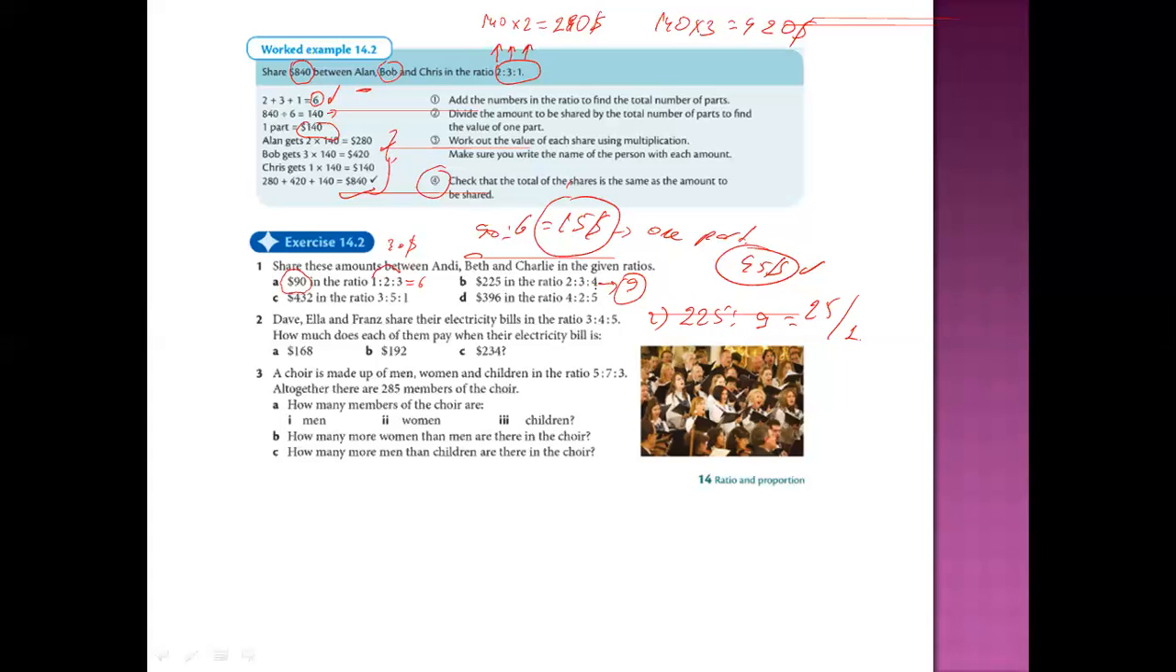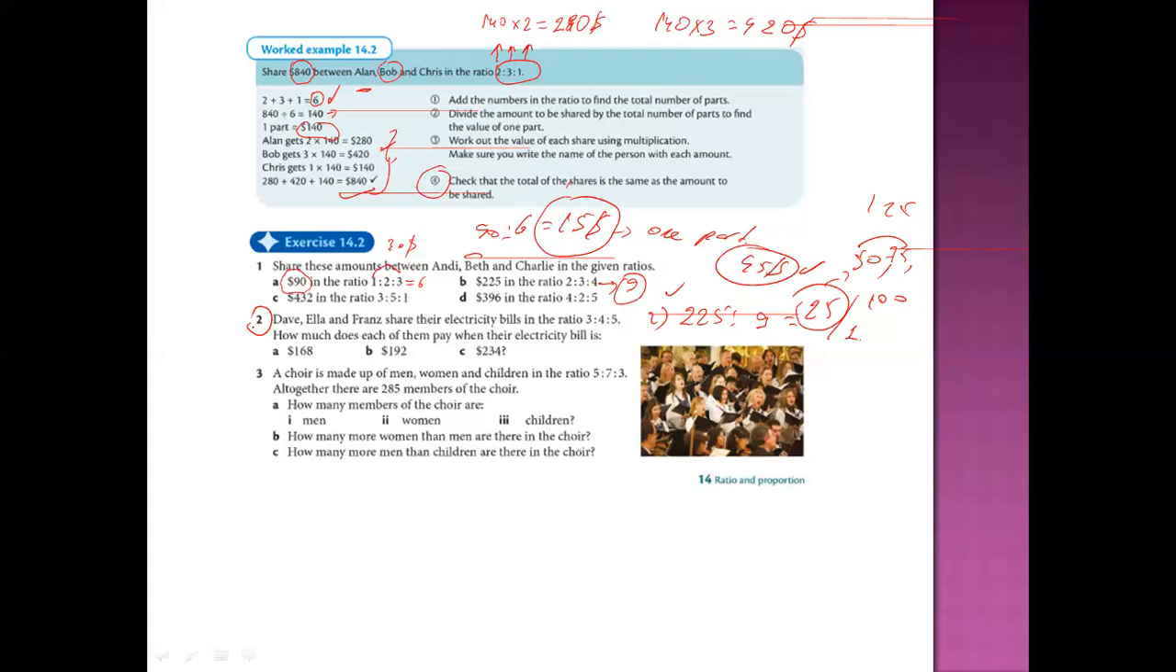They are 2, 3, 4. Now we will multiply by 2. 2 times 25 is 50, the first share, and the second ratio is 3 times 25, which is 75, and the last ratio is 4, so 4 times 25 is 100. Okay, let's check it. 50 plus 75 is 125, plus 100 is equal to 225. And the others are for you, you can check yourself.